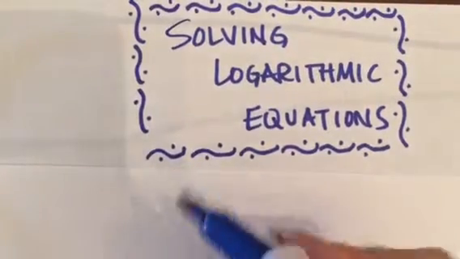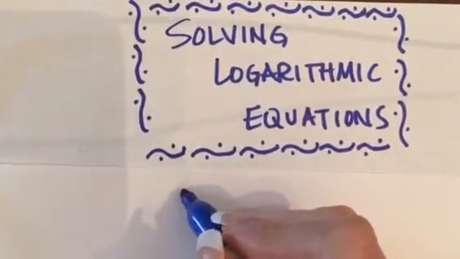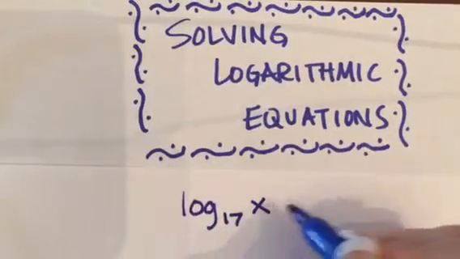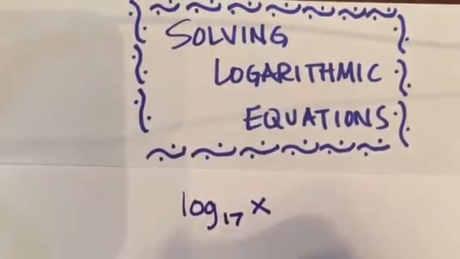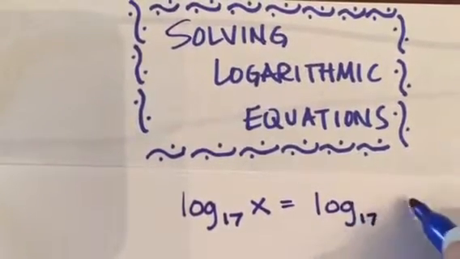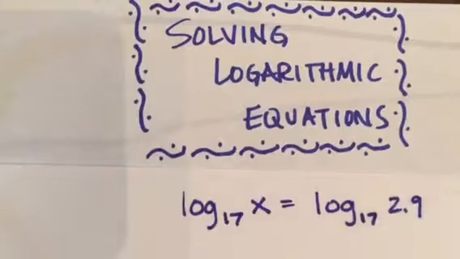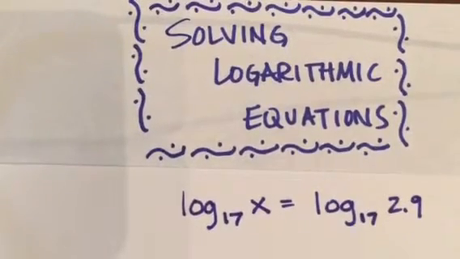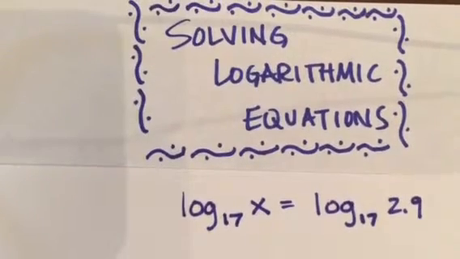Okay, so recalling a couple of things about logarithms, let's just think about something that's very common sense. Let's say that I've got log base 17 of x, and I know that this is equal to log base 17 of 2.9. Well, what does that imply about x? Of course it implies that x is equal to 2.9 because they're in the same place in the equation and they would make the equations equal.